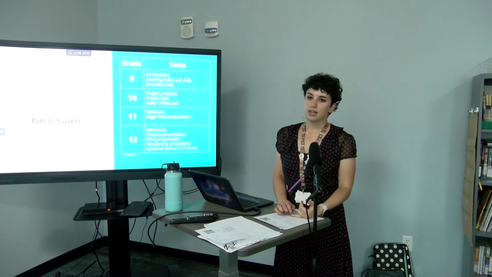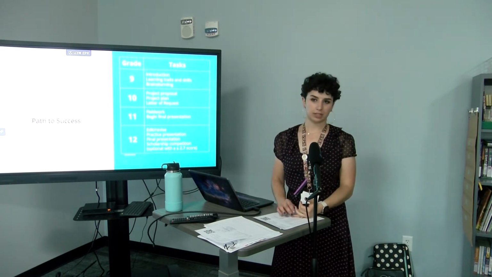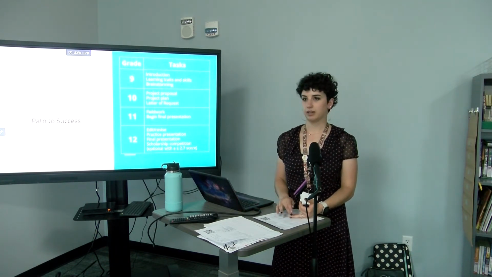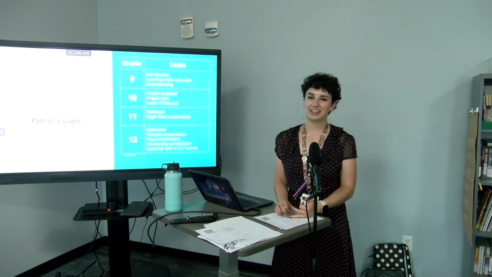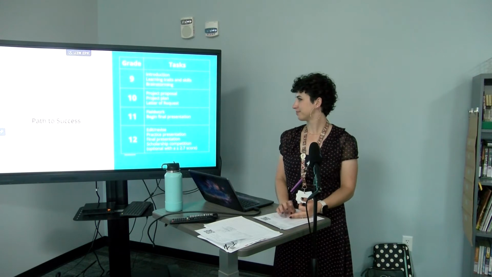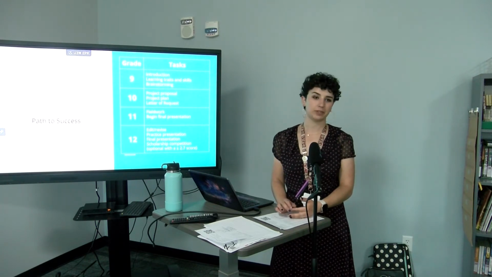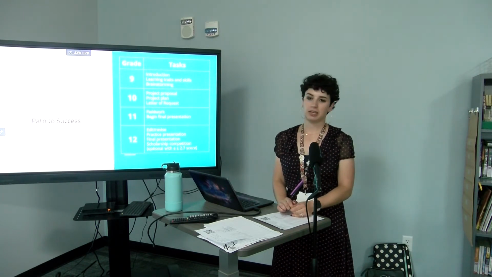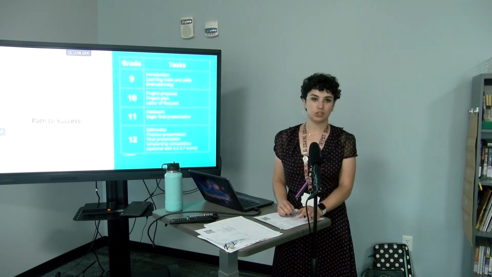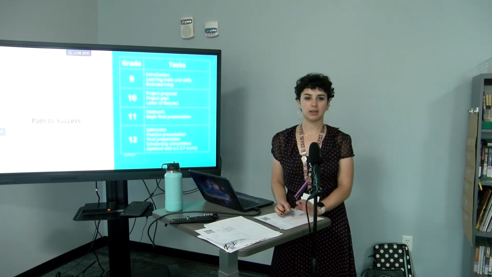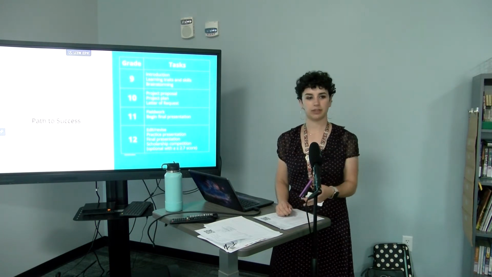In 10th grade, they write their project proposal. That's when they come up with their idea. They find their professional consultant, potentially, and they write their letter, and they write a project plan. 11th grade is all about field work. They complete their field work, and they begin working on the final presentation. And then in 12th grade, it should be just revising, editing, practicing their presentation, and then doing their final presentation.